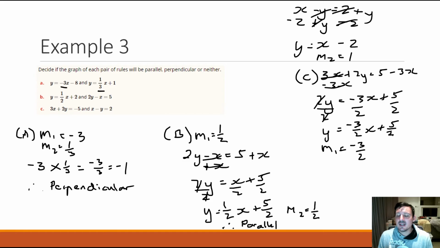We can see that m2 is not equal to m1, so they can't be parallel. And it's pretty obvious that if I multiply them together, they're not going to equal -1 as well. So they are neither in this case.